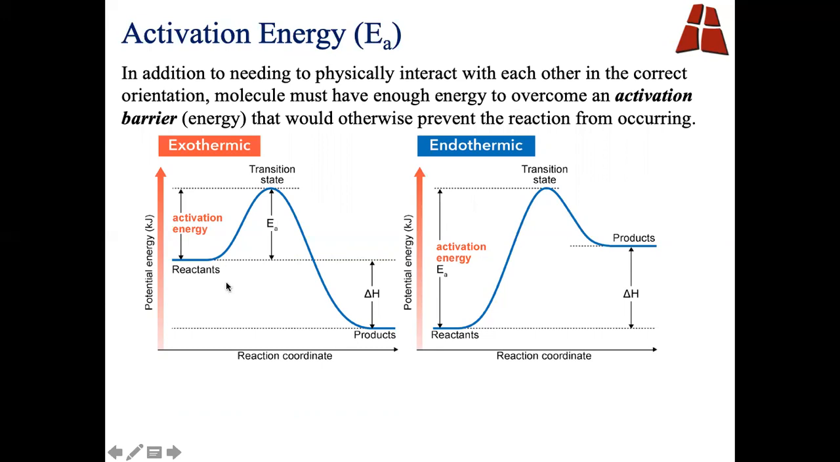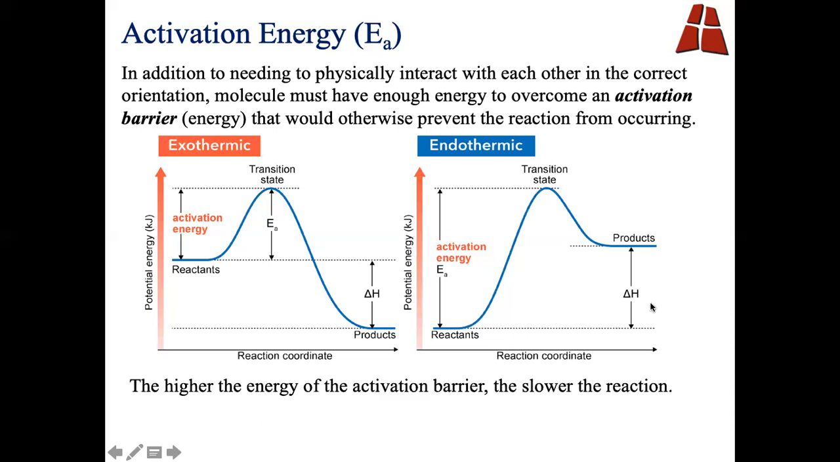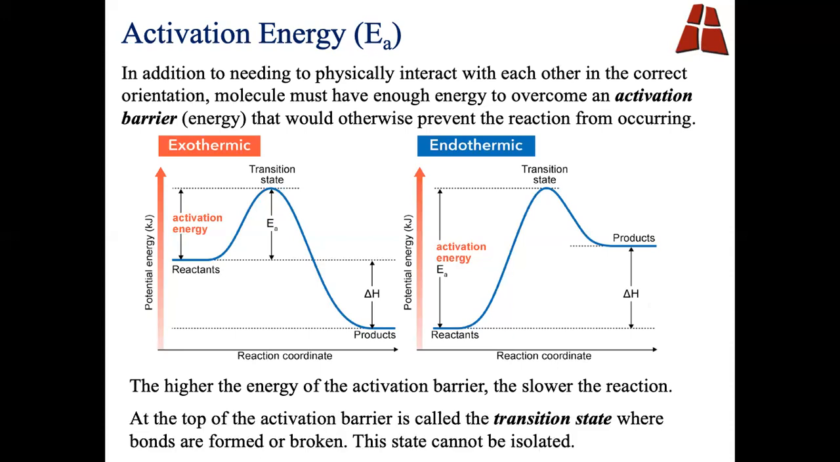Essentially, when a reaction occurs, we're measuring, at least partly, the activation energy in order to get to the transition state. We can have an activation barrier for both an exothermic reaction and an endothermic reaction. The only difference is whether your reactants start with higher or lower energy relative to your products. Typically speaking, the higher the energy of an activation barrier, the slower a reaction will be.